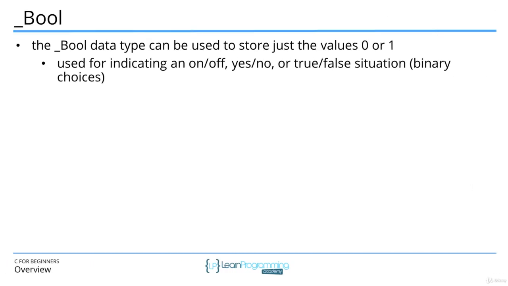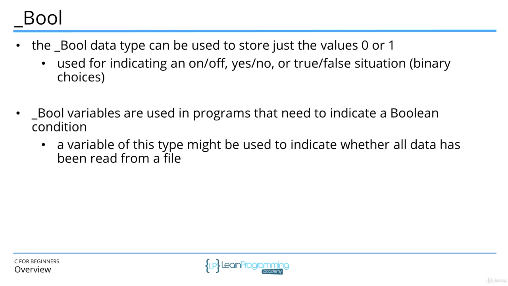_Bool. This is a data type that can be used to store just the values 0 and 1. You'll often hear this term Boolean expression. In bool, it all means true or false. It's a yes or no, 0 or 1. So it's indicated for binary choices, essentially. And we're going to talk a lot about Booleans and Boolean expressions when we talk about decision statements. Boolean variables are used in programs that need to indicate a Boolean condition, a true or false type of answer. So for example, a variable of this type might be used to indicate whether all the data has been read from a file. Yes or no. Has all the data been read from a file?